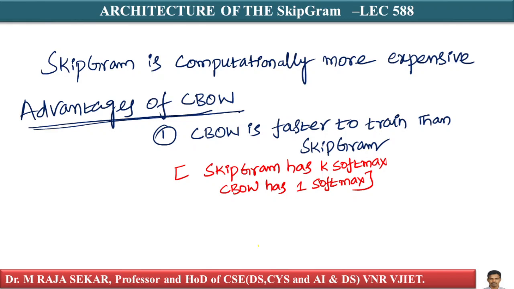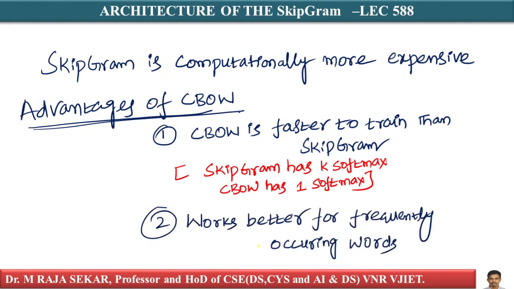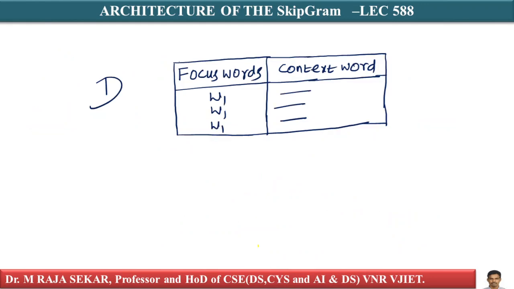The second thing is CBOW works better for frequently occurring words. In the CBOW structure, if a word occurs more often, it will have more training points corresponding to it.